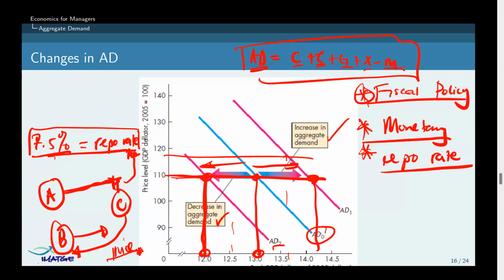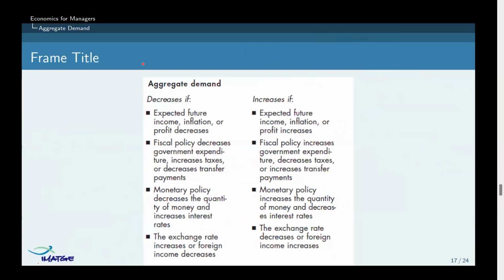Right. So this is what we have in terms of changes in aggregate demand. I forgot to put, okay, let's call this a summary. This is a summary of the changes in aggregate demand.